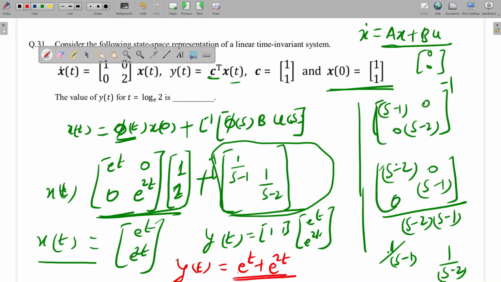At t is equal to 1, what will be the value? We can calculate. I will use the calculator. Just 1 minute. So e plus e square. We have to do e to the power 1 plus e to the power 2. How much are we getting? Is it correct or is some mistake there?